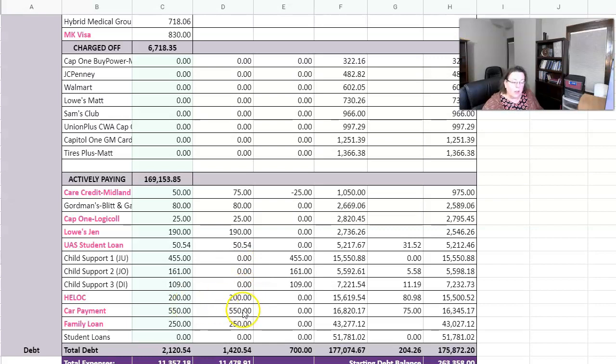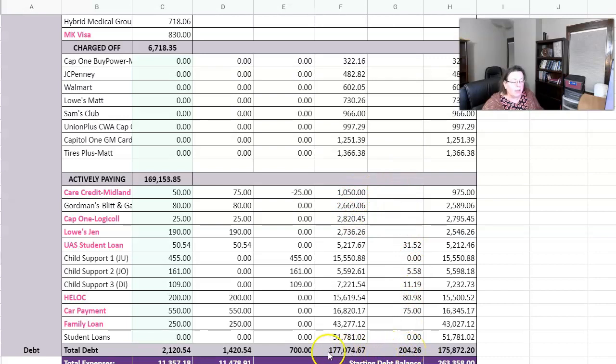Then our HELOC is $200 a month, our car payment is $550, and our family loan is $250, and we're not having to pay anything on student loans right now. So total debt is $1,420 that was paid for the month. And if you go over here and look, you can see this is the interest column here, and we had to pay a couple hundred dollars in interest.